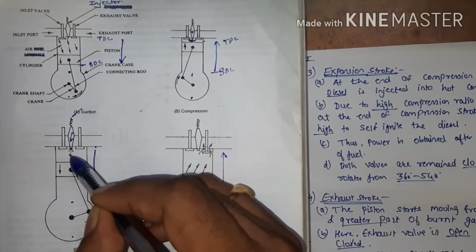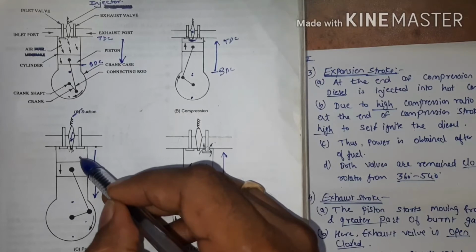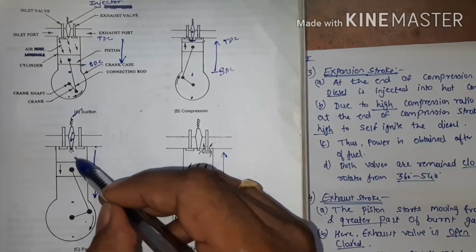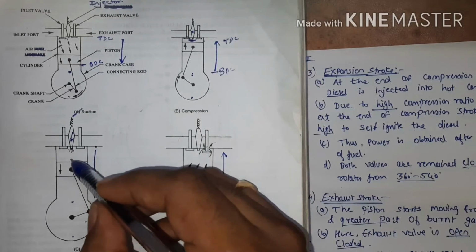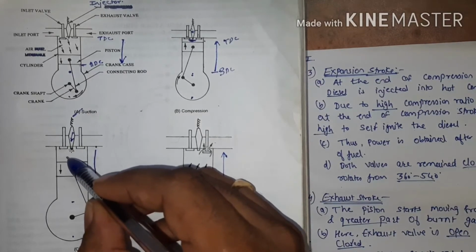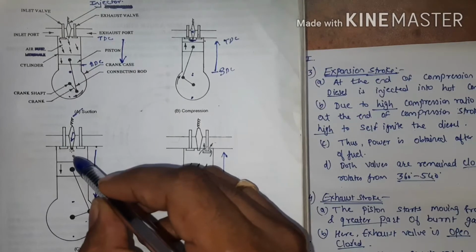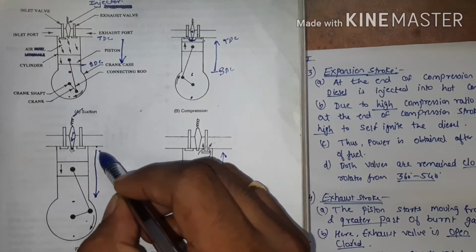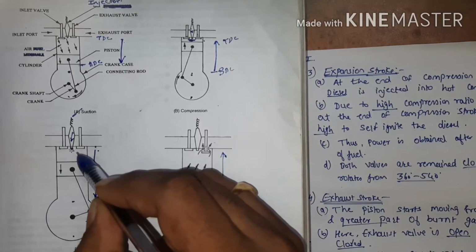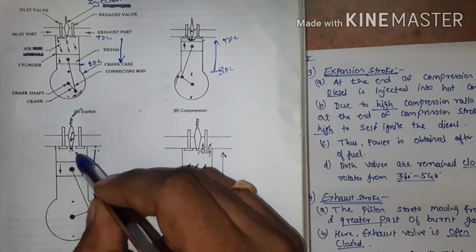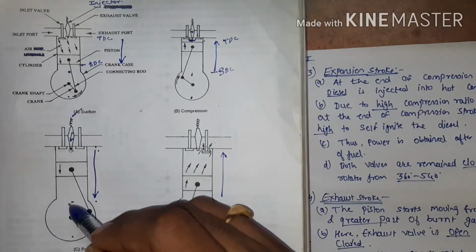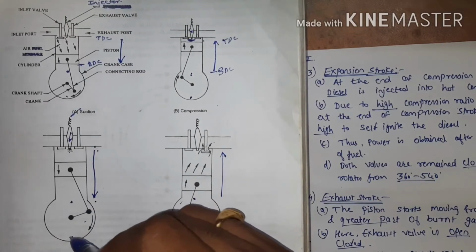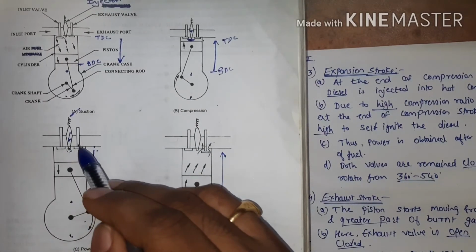When the injector injects the fuel, the high temperature and pressure inside the combustion chamber ignite the fuel. Thus, the self-ignition of the fuel occurs during this stroke. Thus, power is obtained and the piston moves from top dead center to bottom dead center due to the explosion of the fuel. Here the crank rotates from 360 degrees to 540 degrees and both the valves remain closed.